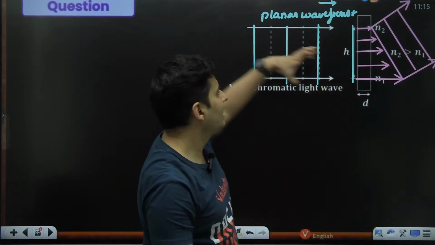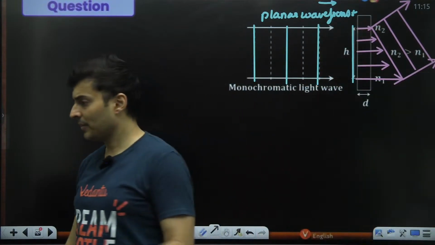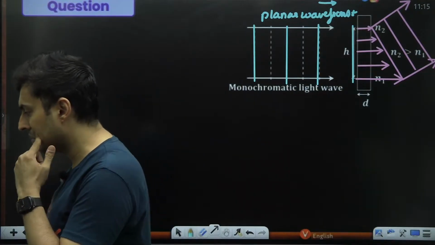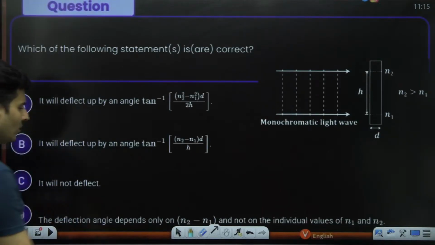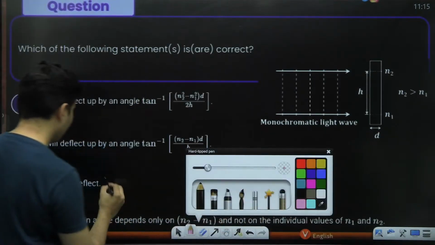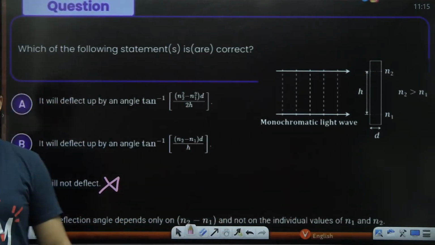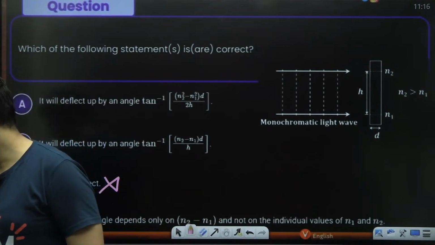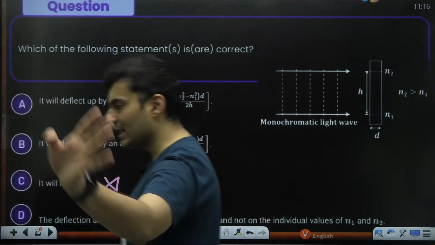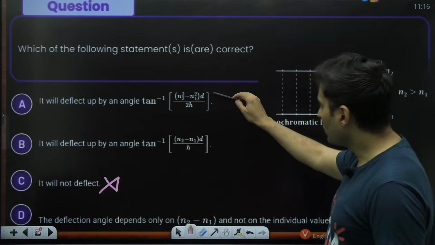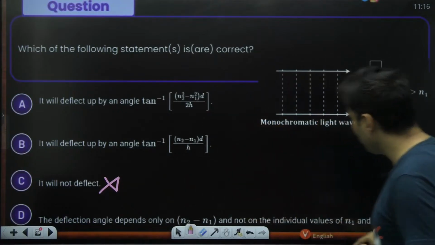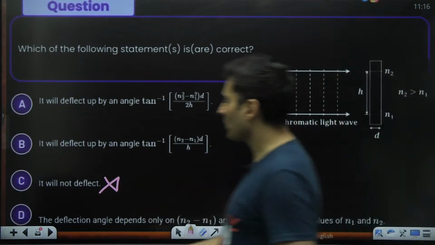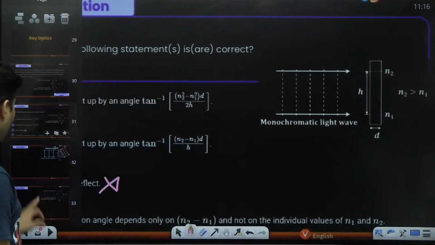So definitely it has deflected by some amount. Can you see that? So I think there was an option saying it will not deflect. So 100% this option C is wrong. Everyone with me on this? Now, the options are, what is the deflection and what does it depend or not depend on? Okay. So to check that out, I have an idea.